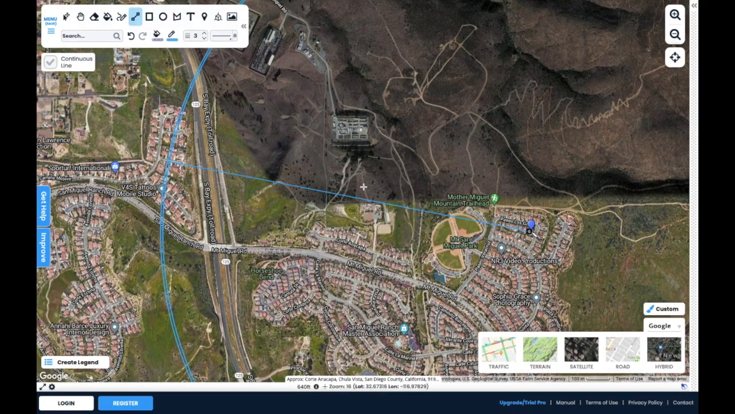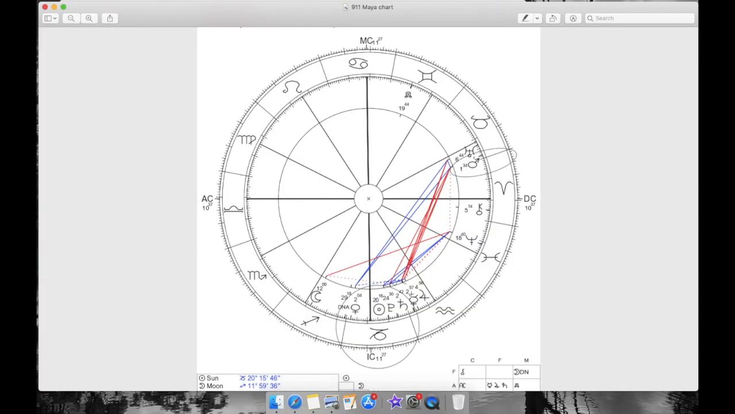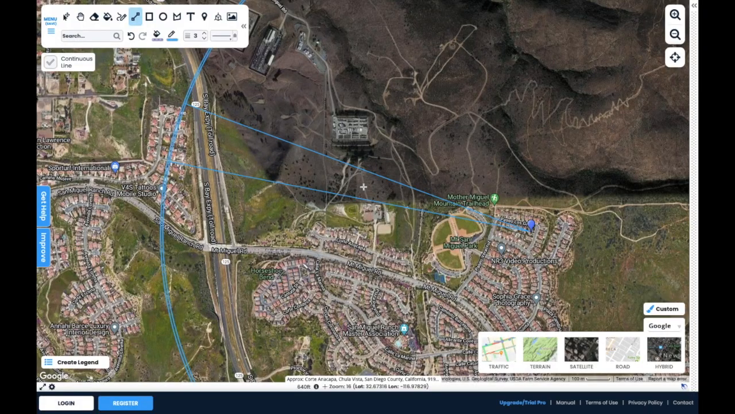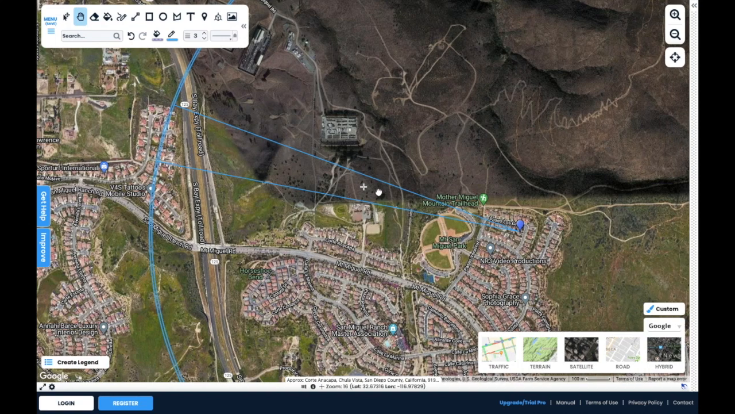Okay, grab my tool, start at the house. 290 is the first one. That's the sun, and the sun represents Maya. Actually, I'm going to look back. Let's get accurate. 290, sorry. That's exactly where the sun line is here.